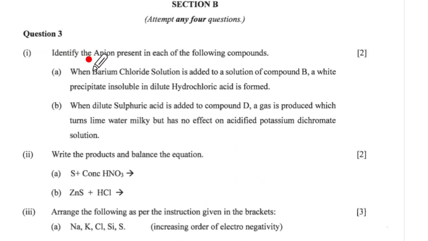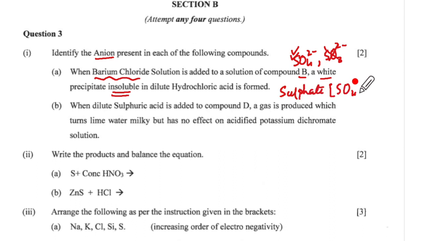Question 3, first subpart. Identify the anion present in the following compounds. Barium chloride is added to the solution of compound A and a white precipitate, which is insoluble in dilute hydrochloric acid, is formed. Now barium chloride will form a white precipitate if there is a sulfate radical or sulfite radical. But if it is insoluble in dilute hydrochloric acid, then it is going to be sulfate and not sulfite. So your anion A is sulfate, and in brackets you will write SO4 2-.